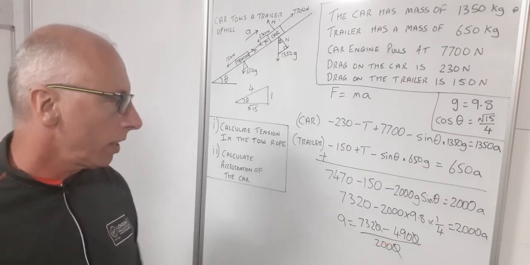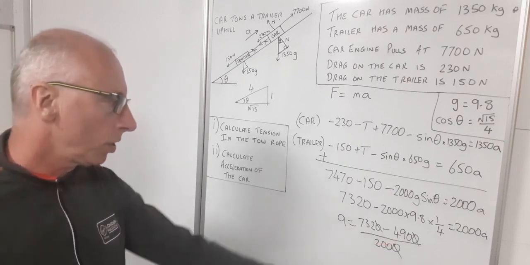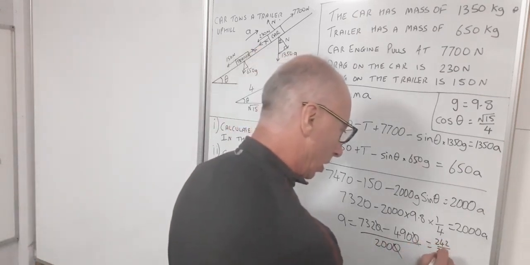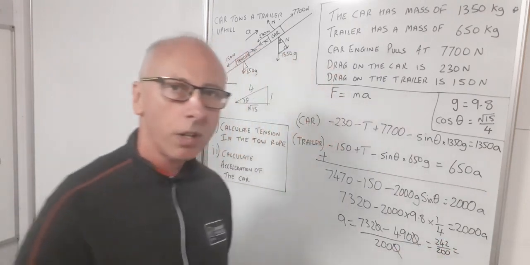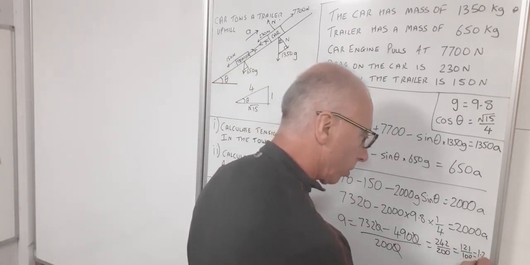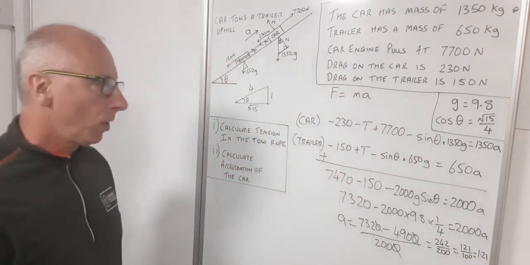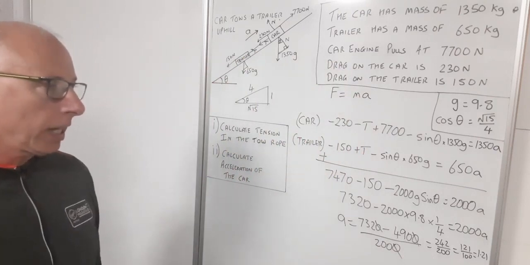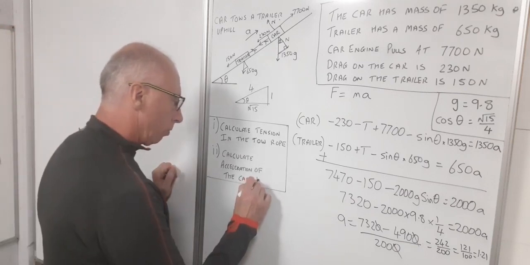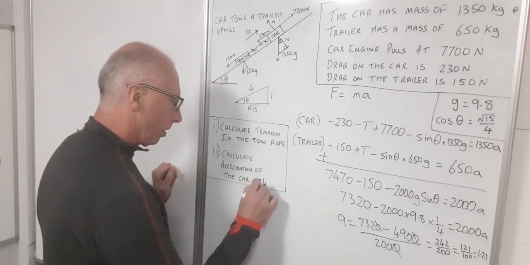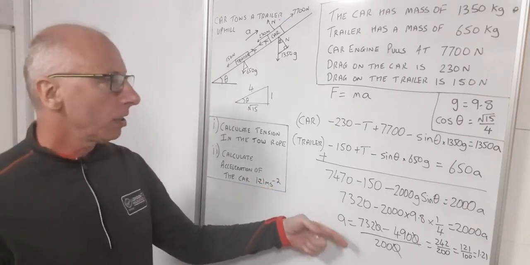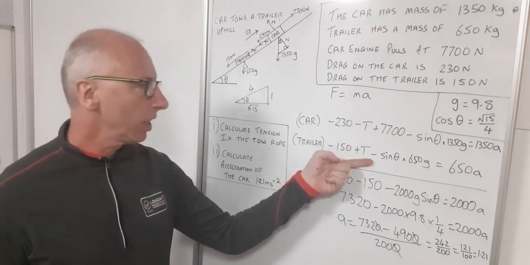732 minus 490 gives me 242 over 200, which equals 121 over 100, which equals 1.21. So therefore, acceleration equals 1.21 meters per second, and that's squared. So now we've got acceleration, we can just go back into here and find our tension.